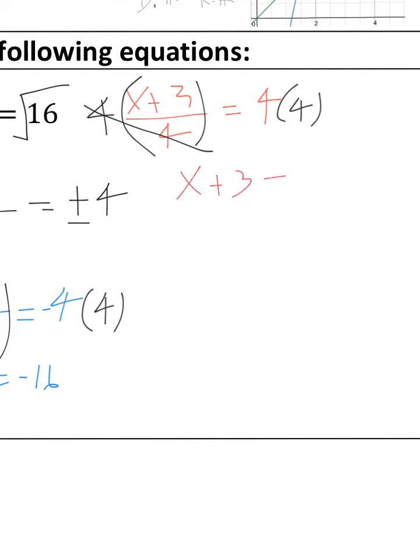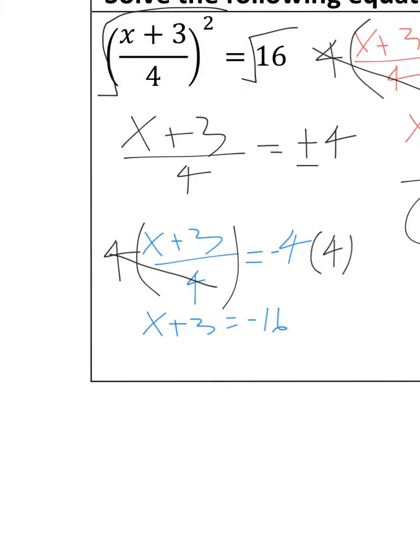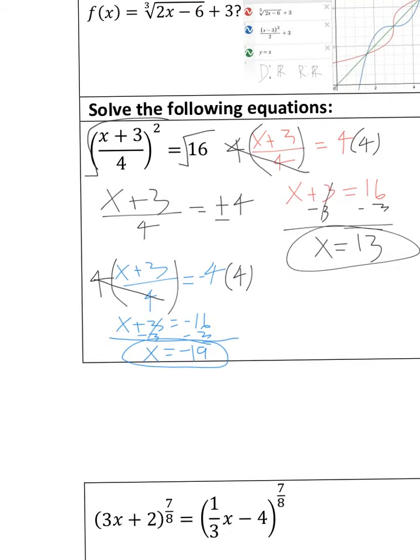All right? And so now I just have to minus 3. And 16 minus 3 is 13. So I get 13 for one answer. And then I minus 3 here. And it's not negative 13. Negative 16 minus 3 is negative 19. All right? So x equals negative 19. So it's going to have 2 answers on this one. Okay? Let's move on.